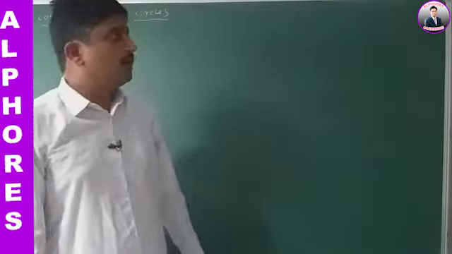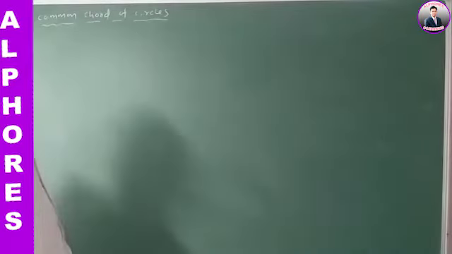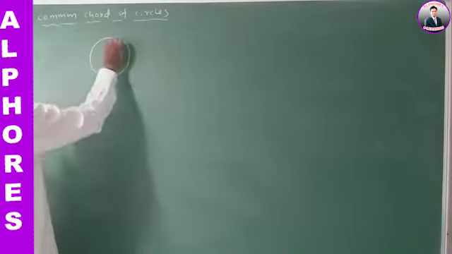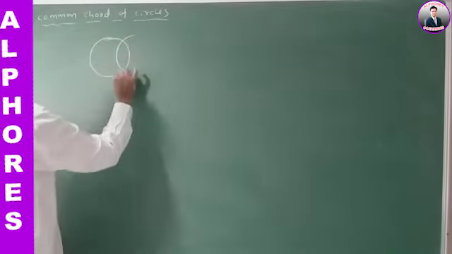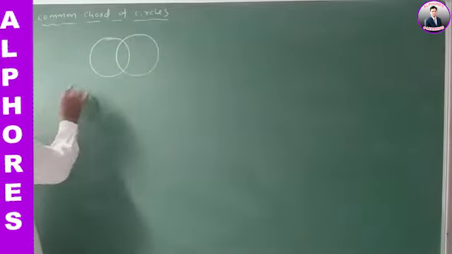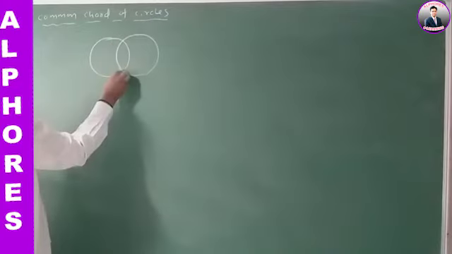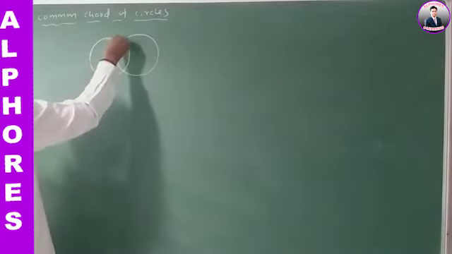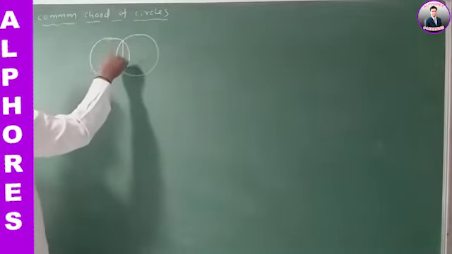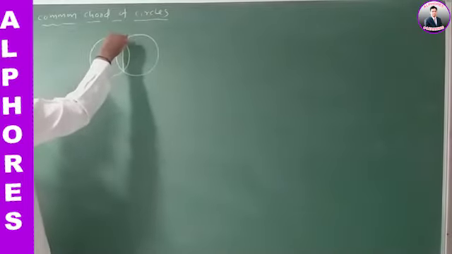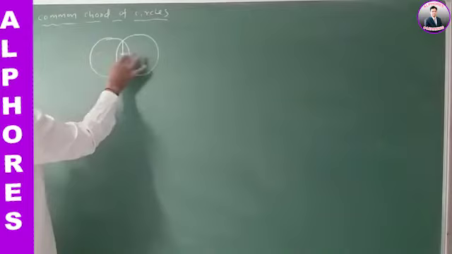Okay, next. Common chord of 2 circles. Here, if the 2 circles intersect in 2 points, that is, 2 circles intersect each other, in this case this line is called the common chord of these 2 circles.